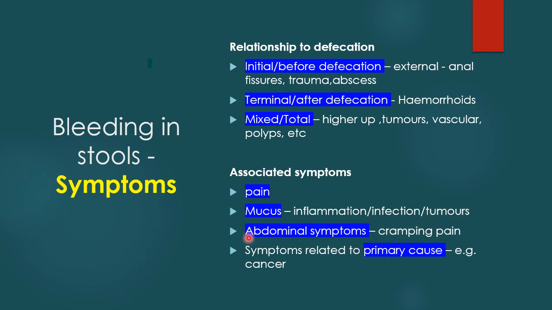Occasionally, the patient comes with severe abdominal symptoms like cramping pain, which is due to large amounts of blood in the lumen of the intestine, which causes severe pain. And lastly, they can have symptoms related to the primary cause, such as the cancer or some other disease which the patient may be having.